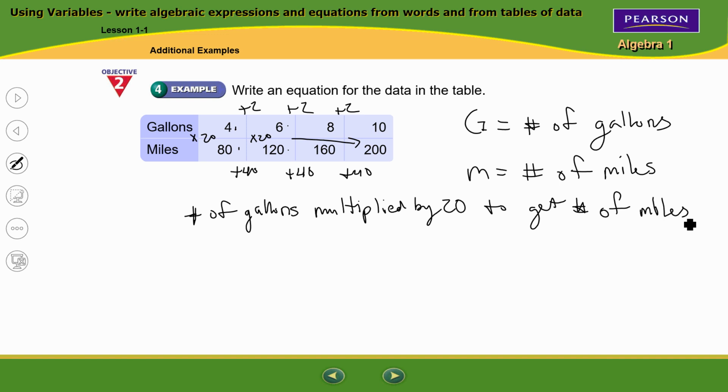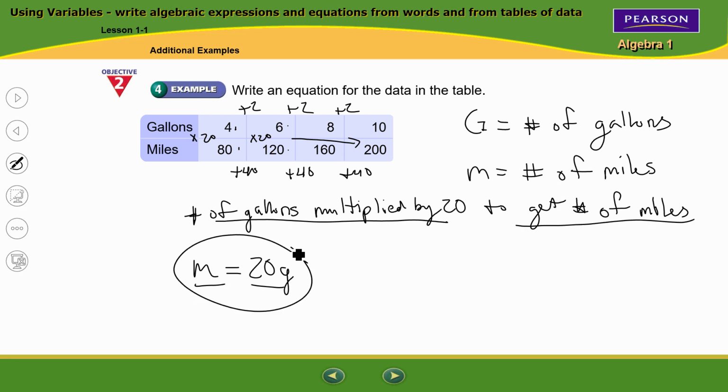Again, you're going to have to forgive my penmanship, but hopefully you can hear what I'm saying while I'm writing this. So how do we do that? We have number of gallons multiplied by 20. So G times 20, so 20G is going to equal the number of miles. Gallons multiplied by 20 equals number of miles. And we are done.